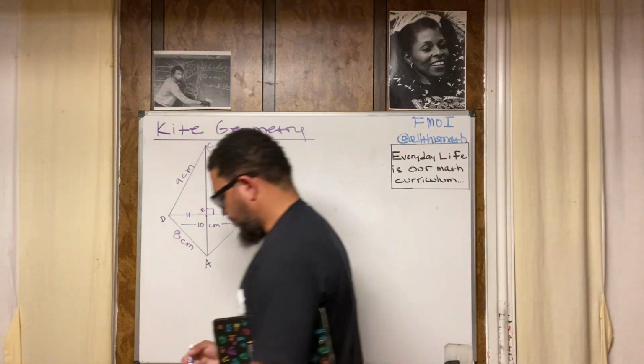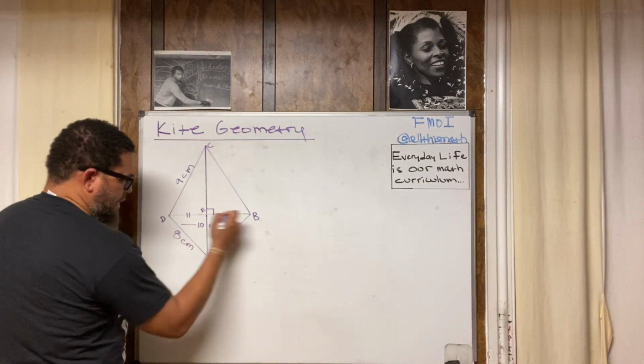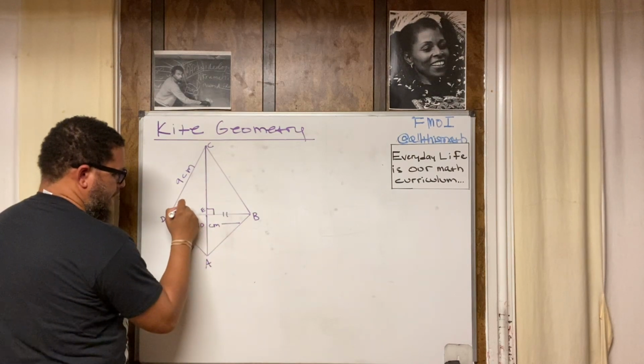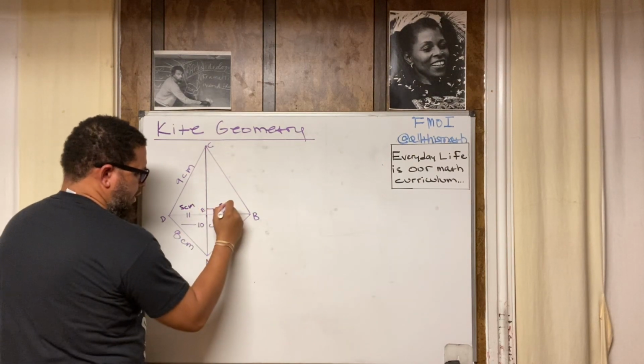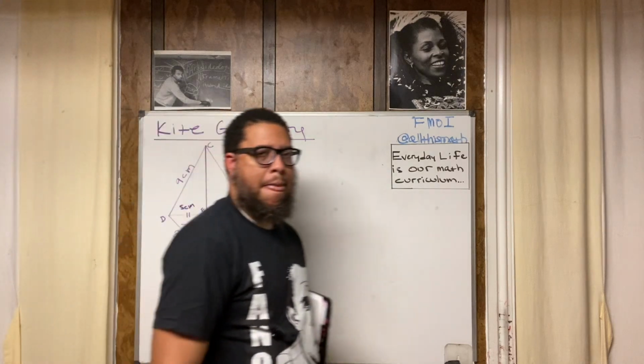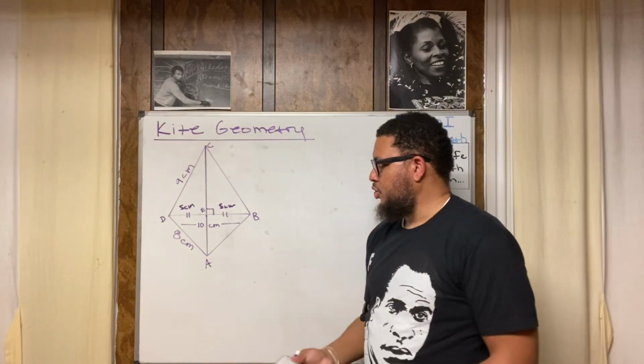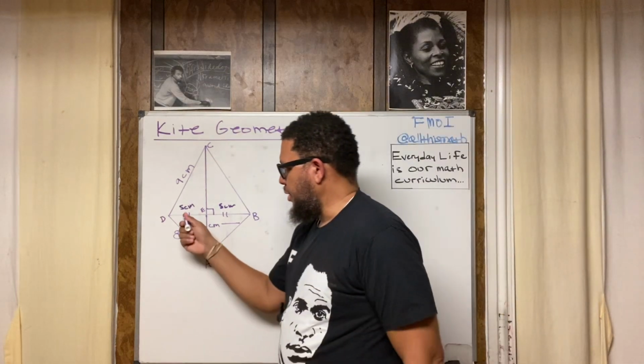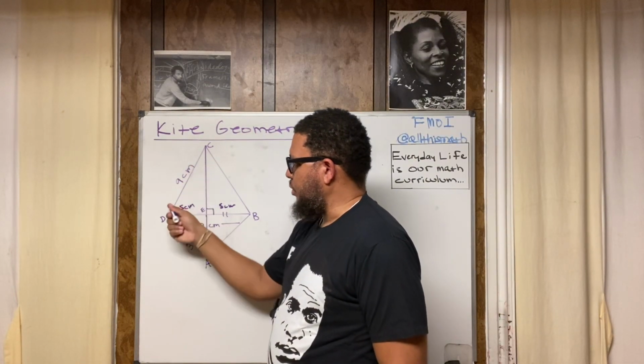Matter of fact, let me write that. If D to B is 10 centimeters, and these are equal, cut them in half. That's got to be 5. That's got to be 5. They both 5 centimeters. So now, in this right triangle, I know the length of this leg and the hypotenuse.